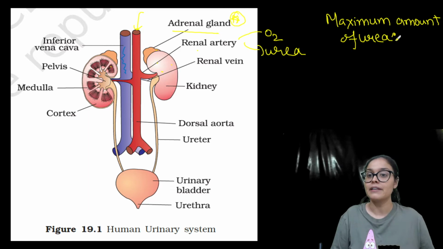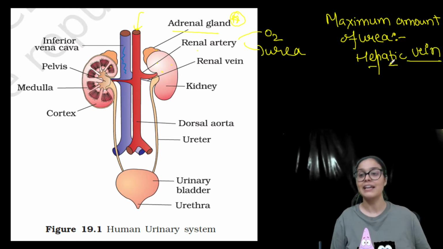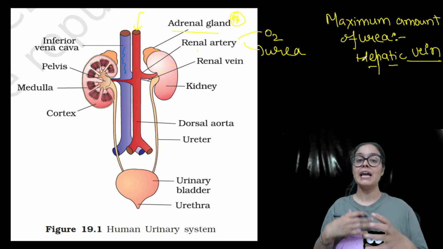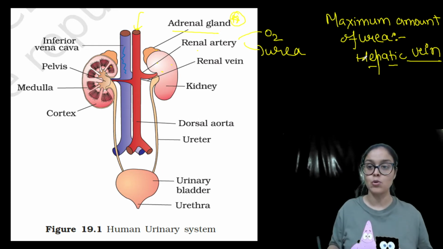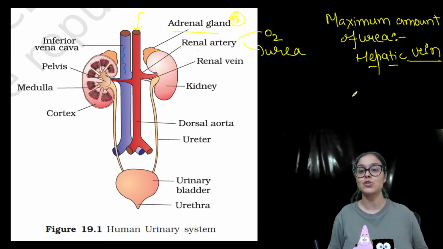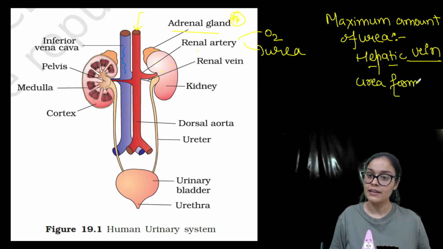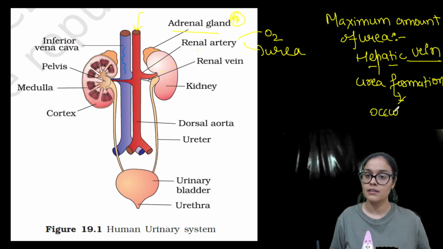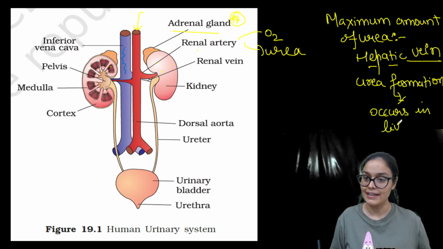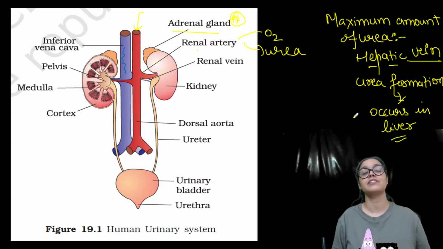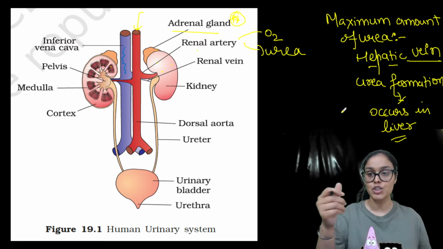So bacha, remember, it will be present in maximum in the hepatic vein, and I'm pretty sure you have done it in digestion. Why is the maximum amount of urea in the hepatic vein? Because in our body, ammonia is highly toxic and cannot be stored in the body. So ammonia will be converted into urea in our liver. Urea formation happens in the liver, and hence the hepatic vein will have the maximum amount of urea in it, right?